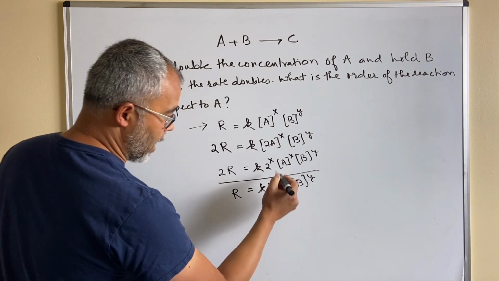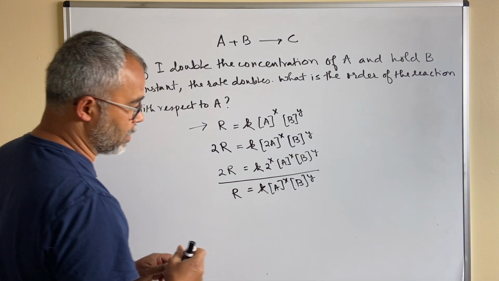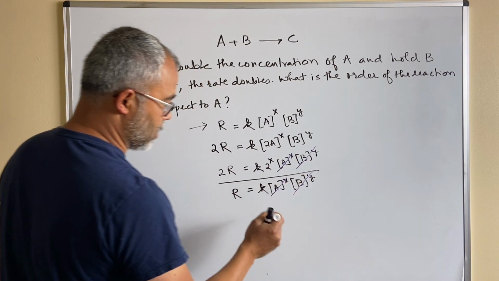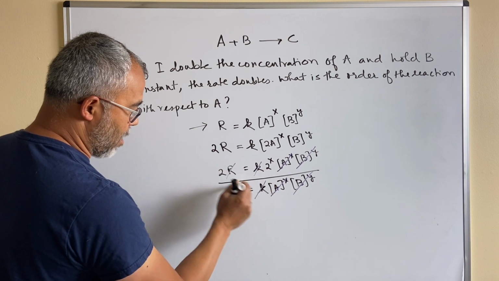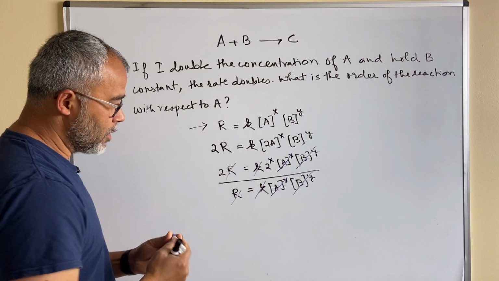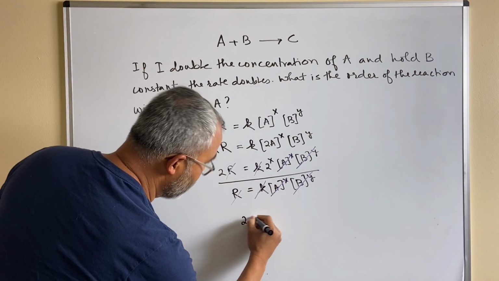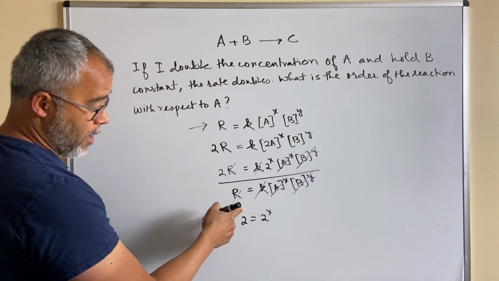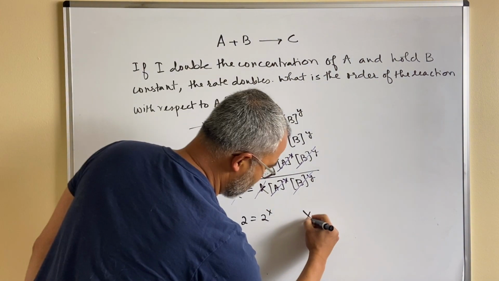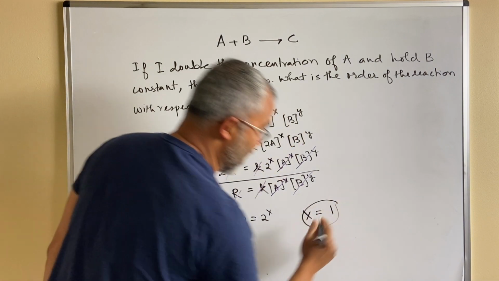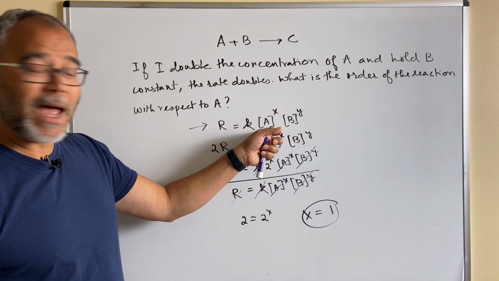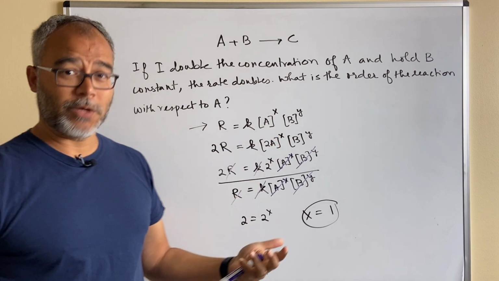And as you can see, when I do that, let's use a different color out here. The A to the X goes away, the B to the Y goes away, the K goes away, and the R goes away. Okay? So when you do that, now I have left 2 is equal to 2 to the X. So 2 to the power 1 is equal to 2 to the power X. So X is equal to 1. And that is the order with respect to the reactant A. And that's what the question wants us to do.